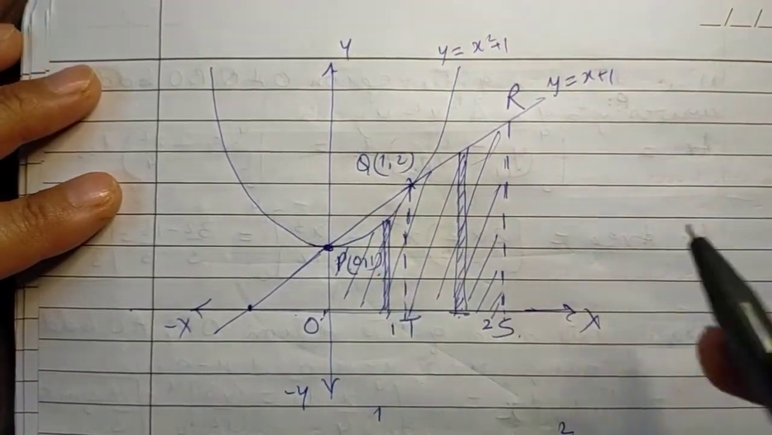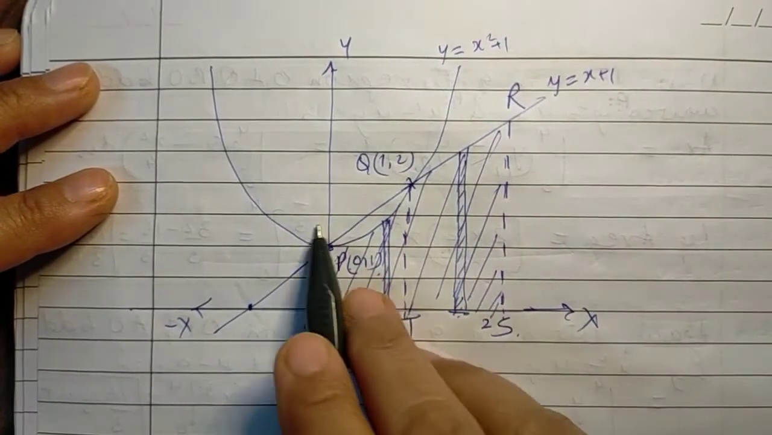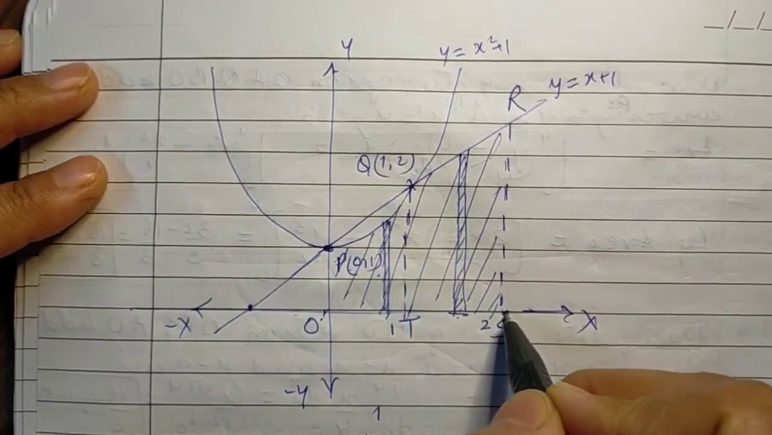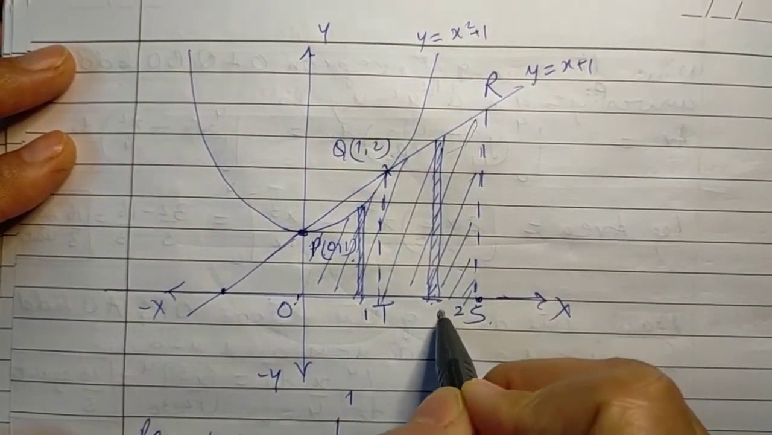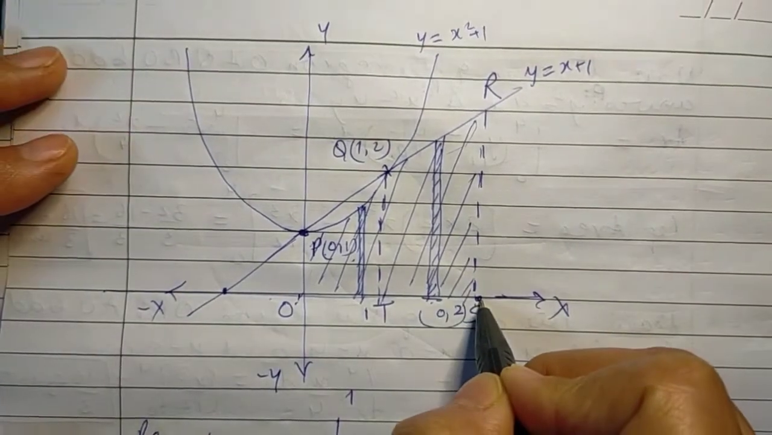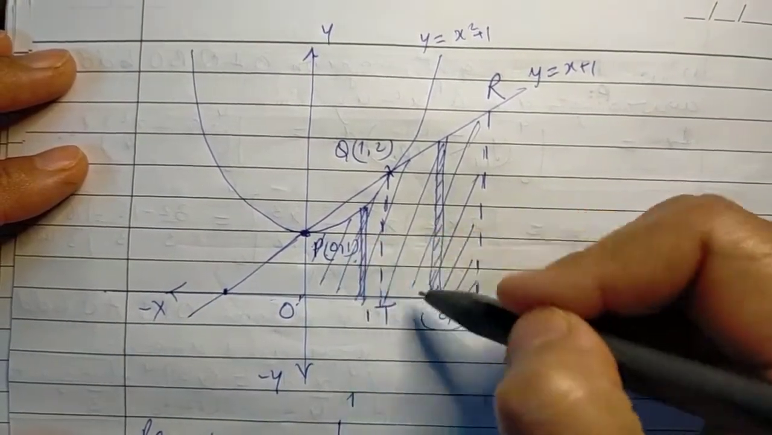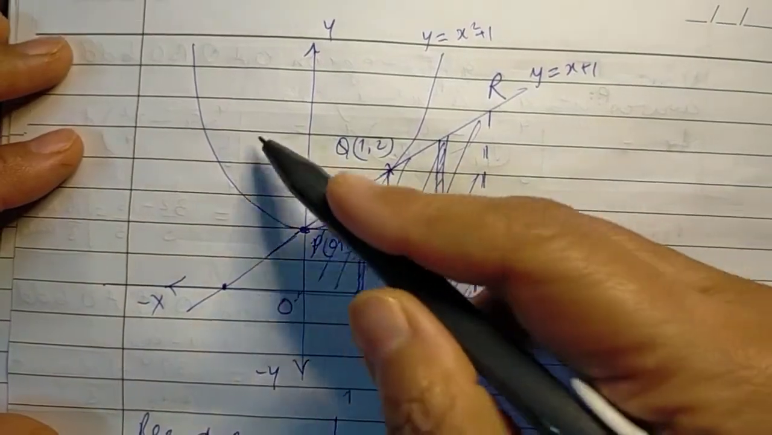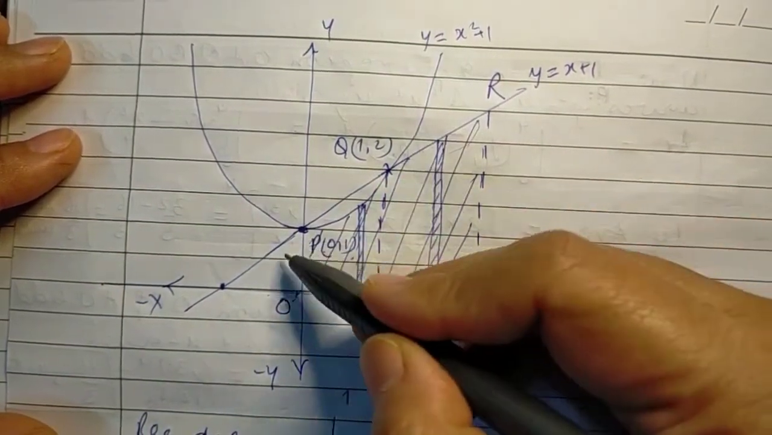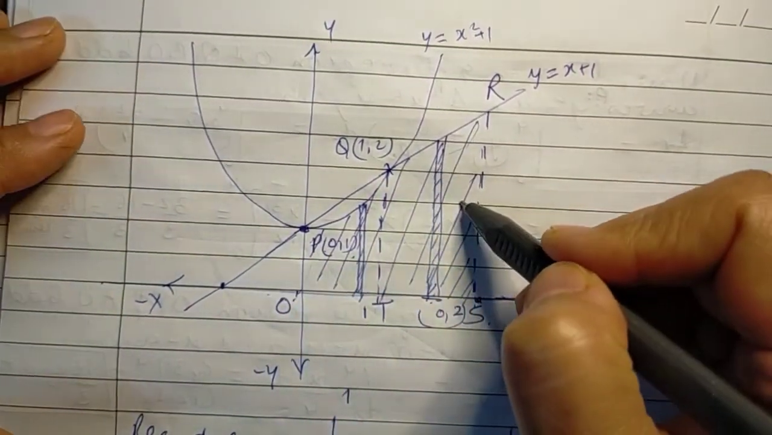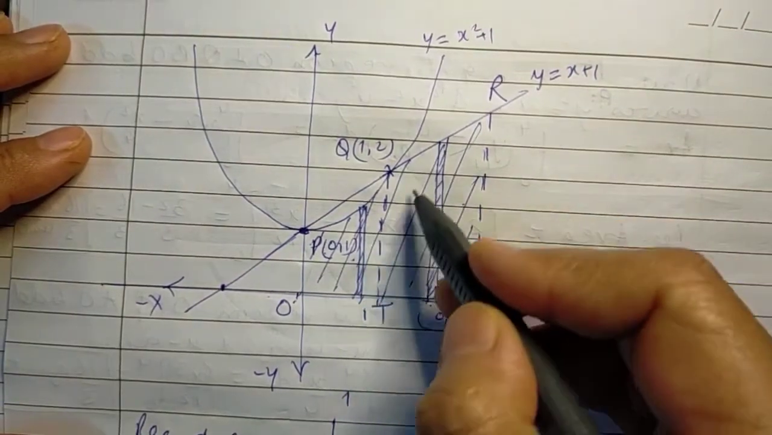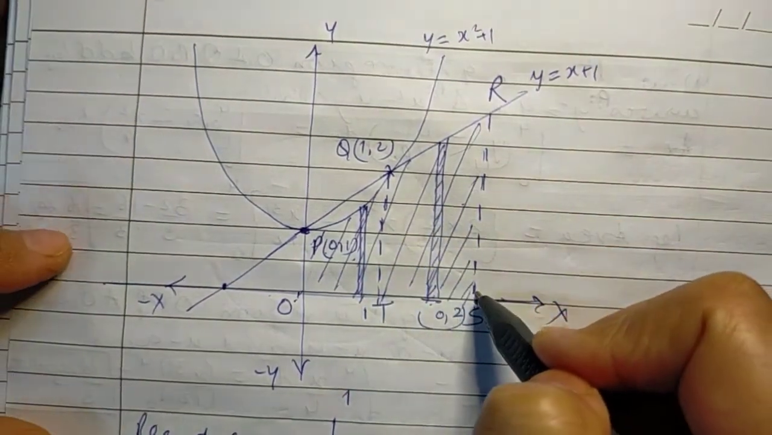Now when we draw, we see that (0, 2) is this point. So the side containing (0, 2) is the required area, for the parabola as well as for the straight line. So this is the portion, the shaded area is the required portion.